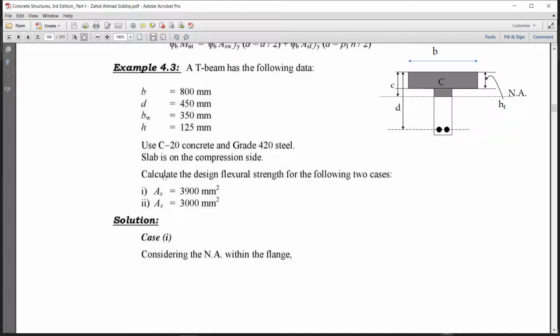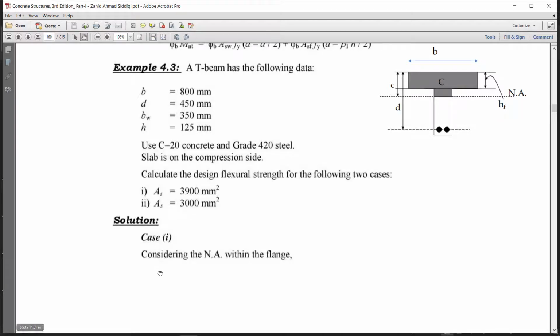Then we have to calculate the design flexural capacity for the following two cases. If the area of steel As is 3900 millimeter square, and second case, if the area of steel is 3000 millimeter square. The solution: case 1, area of steel is 3900 millimeter square.